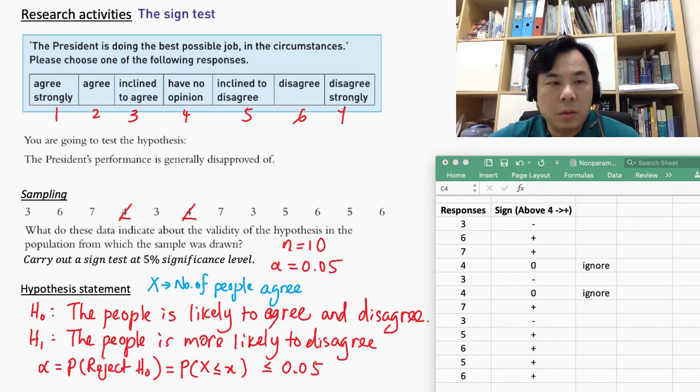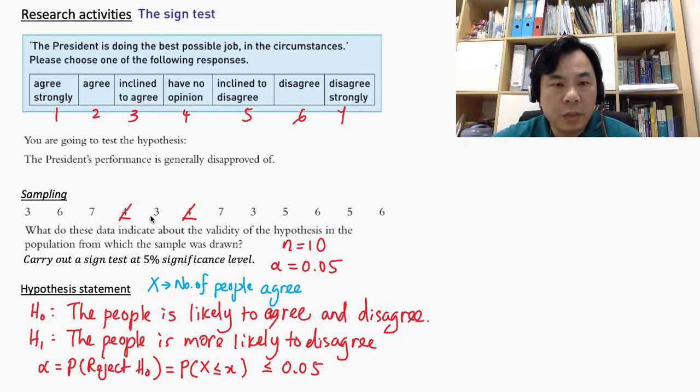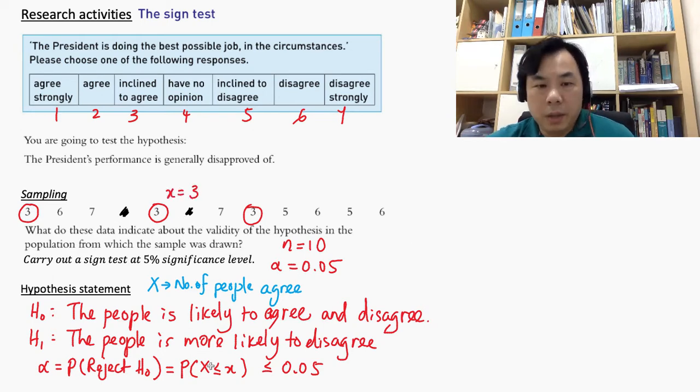So I'm going to minimize this. Okay, we're going to come back here. So bear in mind, we have three here, so we're going to label that again. This one we have to ignore. We have three responses that say agree with the statement, right? So basically, your x is actually equal to 3 at this point. And then we are trying to find the probability.